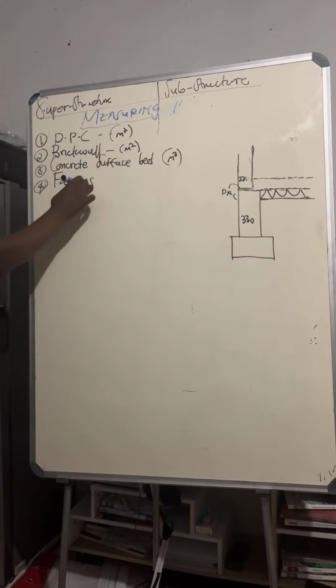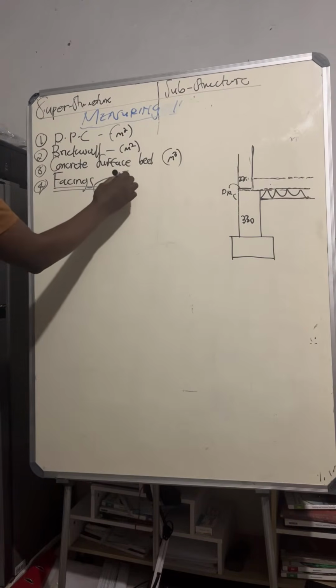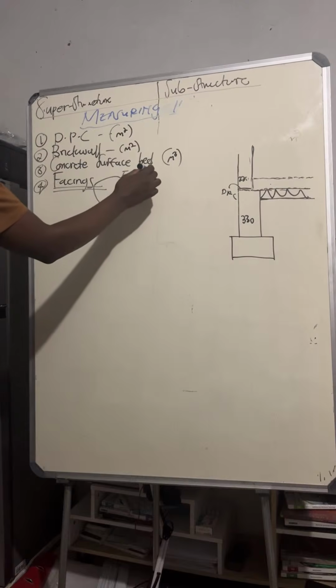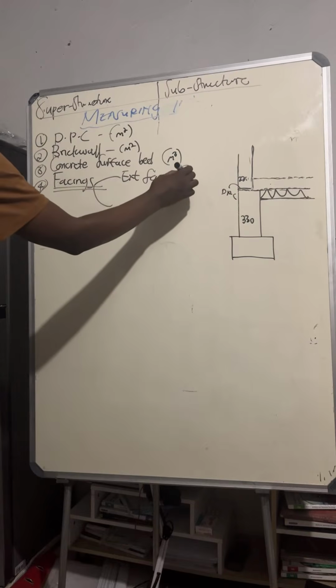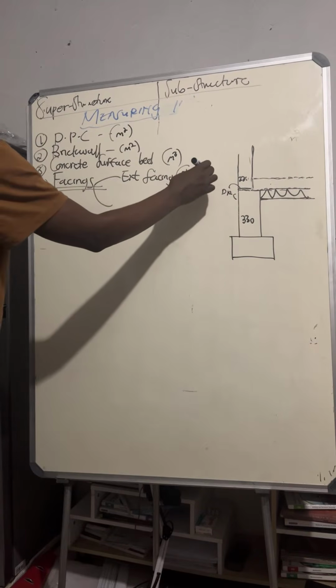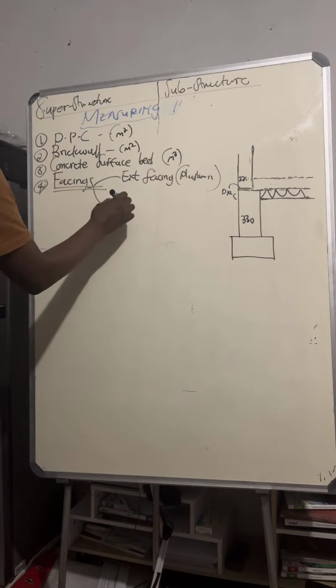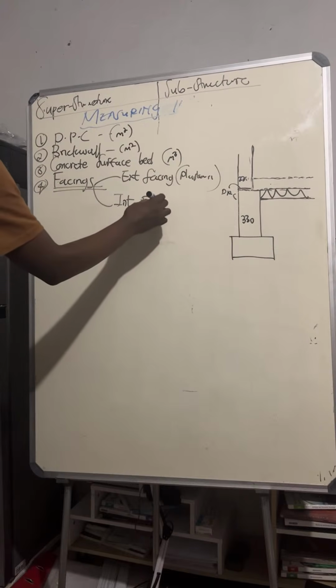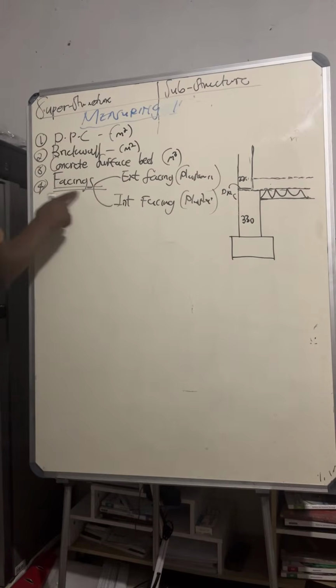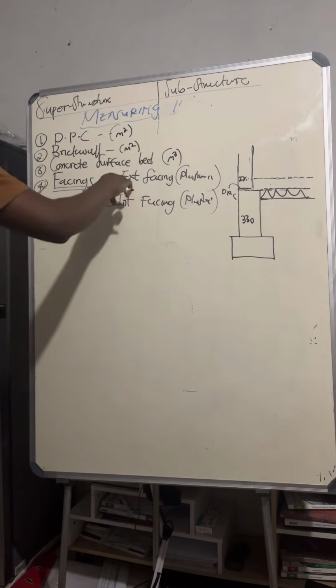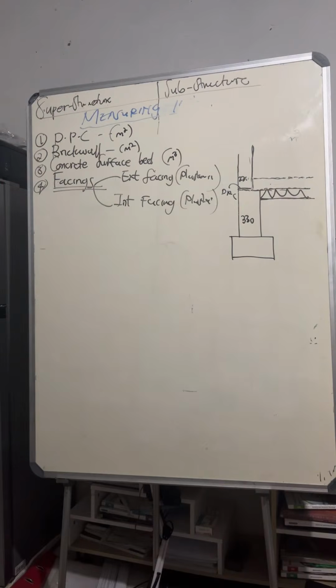When we talk about facings, it's divided into two. We have external facings. We're plastering outside, external facings. You can write there in brackets such as plastering, or painting, so that you can remember. And then we have internal facings. Just for you to remember. So when you talk about facings, it's 2 items. External and internal. Are you good?